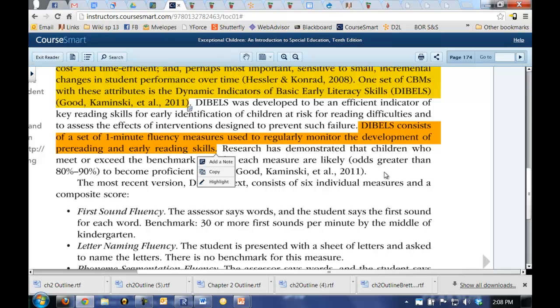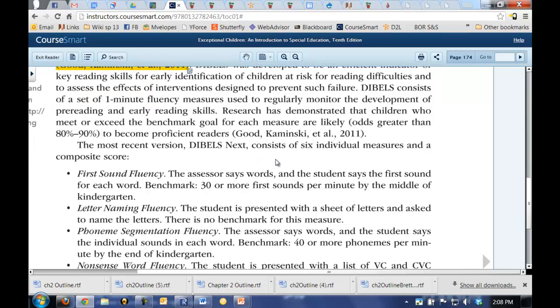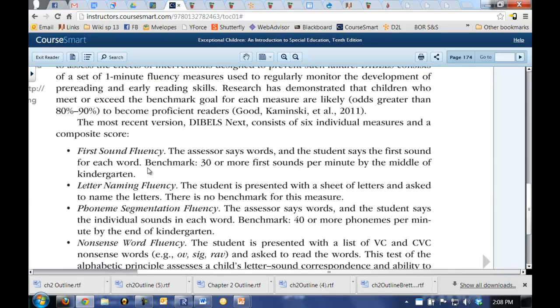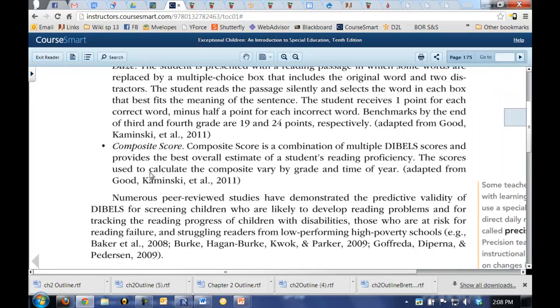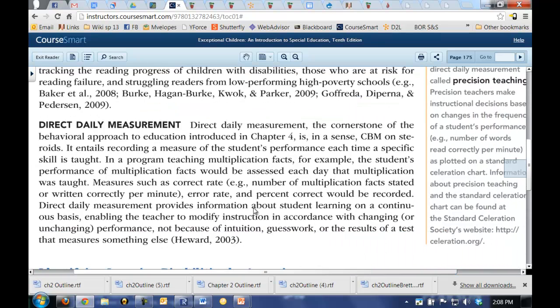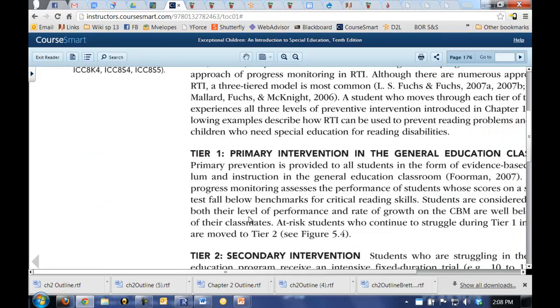It consists of 1-minute fluency measures. So, 1-minute timings. Research has demonstrated that children who meet or exceed the benchmark goal of each of these are likely to become proficient readers. The most recent version of DIBELS consists of 6 composite scores, and you don't need to bring these in. And I assure you, at DSU, you'll be studying DIBELS as part of your reading methods course. All right, that's all about DIBELS. And the next one is direct daily measurement, and I showed you a thing about that, a little bit like DIBELS.